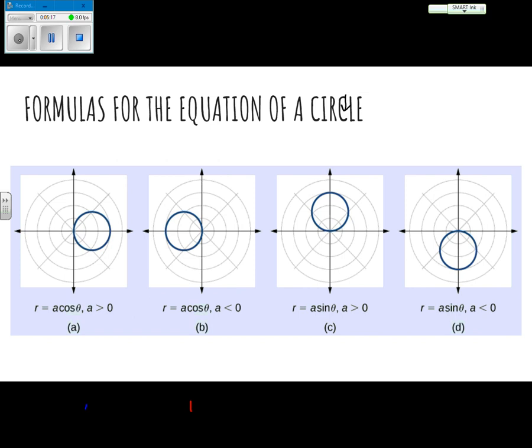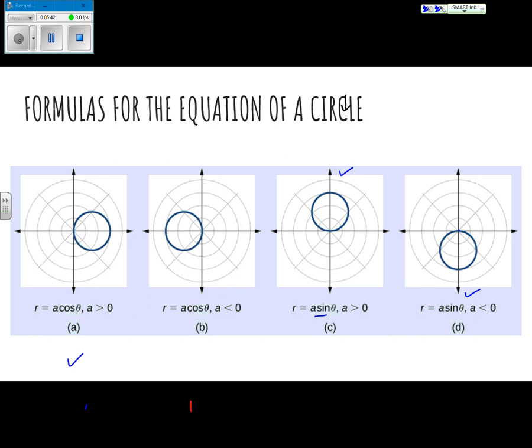So anytime I have a circle, it's always going to be tangent to the pole. It's always going to have one point right there on the pole. I guess that's what we did in part A over here. And so whether A is positive or negative tells you whether it's going to be on the right side or the left side of the graph. Or if we're dealing with sine, it tells you whether it's above or below.